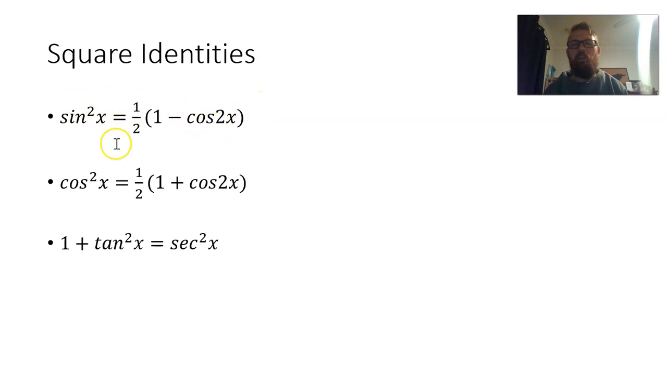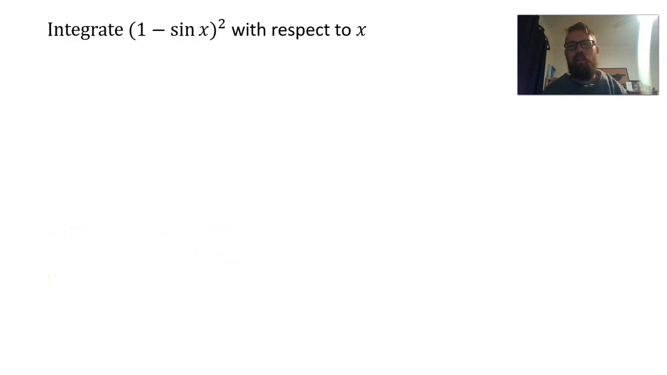So that's the first one. Next one is cosine squared x, which turns to the same thing, except instead of minus cos 2x, we get plus. And we've also got 1 plus tan squared x equals sec squared x. There is a bit of a trick with the last one, but we'll have a look at that in terms of an example.